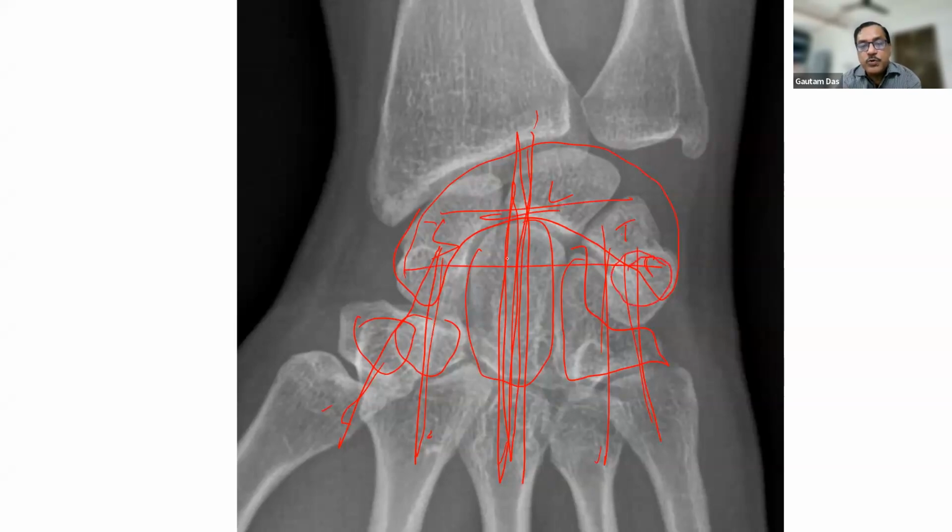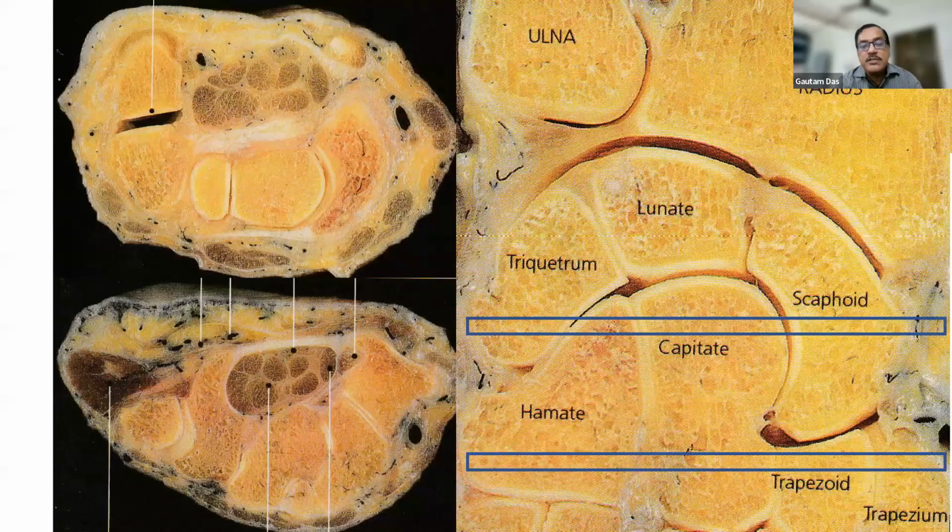One part is over the pisiform, another part is the scaphoid tubercle. So here, see, here is the proximal carpal tunnel, and here is the distal carpal tunnel. So when we are holding the probe at this position, proximal carpal tunnel, one side is the pisiform triquetrum and another side is your trapezium.